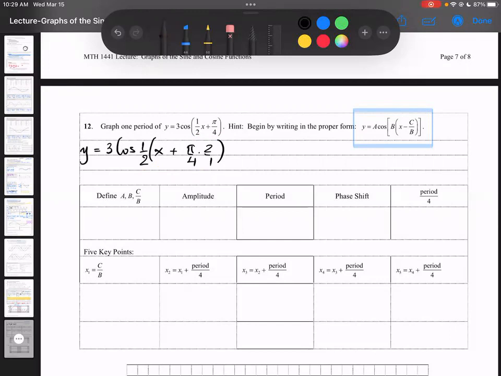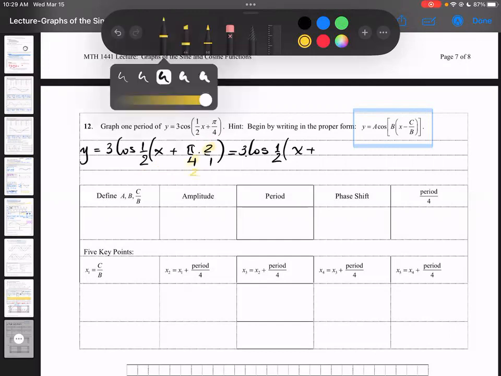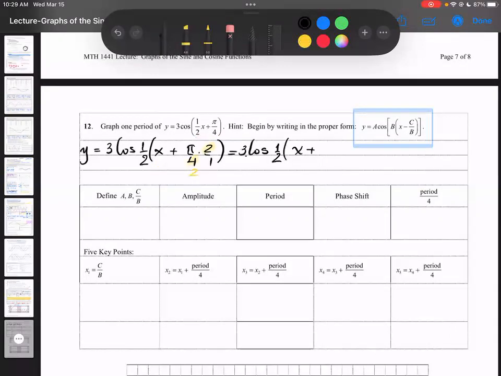Now let's clean this up, which is equal to 3 times cosine of 1/2 x plus what? 2 divided by 4 is... there's a 2 down here. So x plus pi over 2. Now that's the form that we want. We can stop right there.